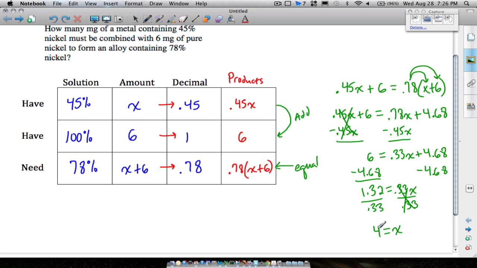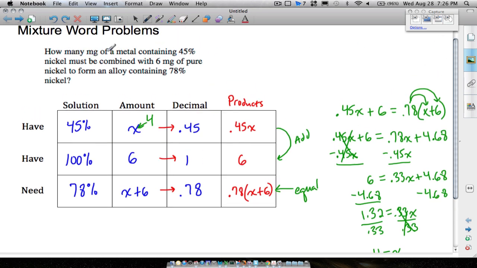Now let's address what this is actually asking us to do. We got x equals 4. That means that 4 is right there. Let's read the question again. How many milligrams of metal containing the 45%? If you recall, when we first started this problem, I called that x because that's the amount that we're looking for. And the question is asking us how many milligrams of the 45% nickel solution, or 45% nickel, do we need? We set up our equations from this chart and we got x equals 4.